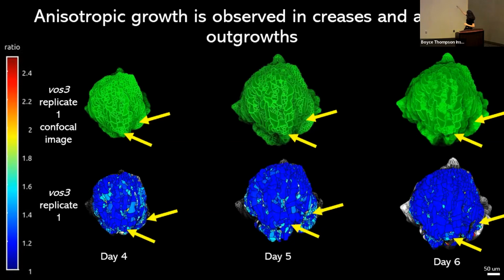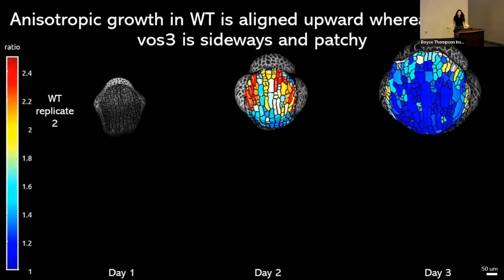Or this outgrowth here, some of the cells around the outgrowth are growing anisotropically. So this suggests to us that there's some connection between the existence of an outgrowth or a crease and anisotropic growth. So when we look at our second set of replicates, we again see a similar pattern.